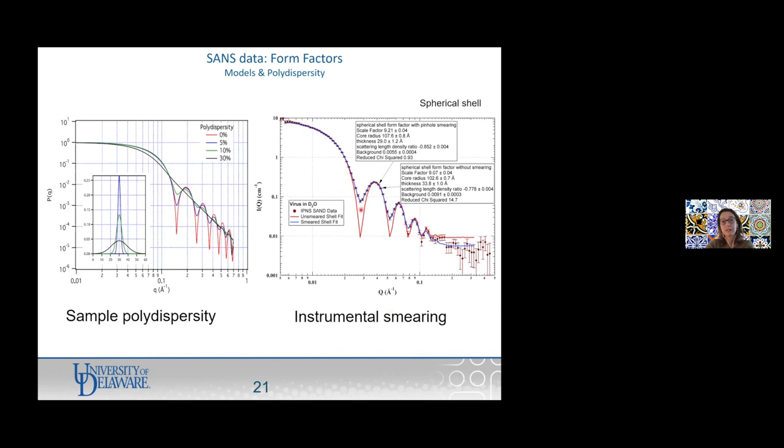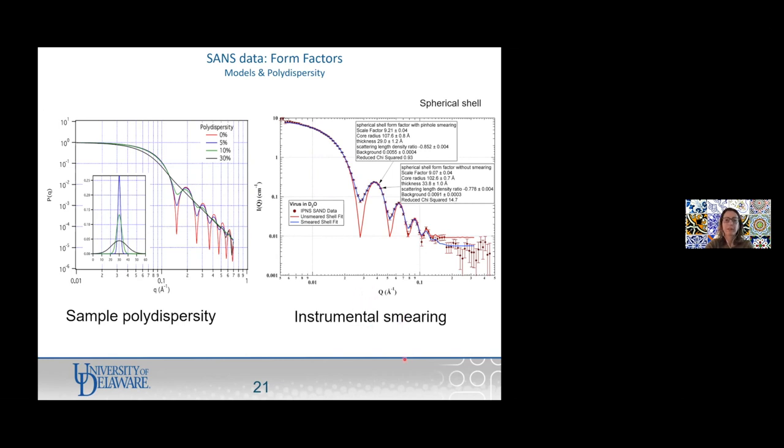And when you're fitting your data, you see the little points, those are your data, of course. And then in red, you have the model for a spherical shell where smearing was not taken into account. And you can see that the model doesn't fit the data, particularly in these troughs that you see here. But once you introduce the smearing that comes from the instrument, then the fit is much, much better to the data. And that's the blue line that you see there. And you'll do that as well in your tutorial.